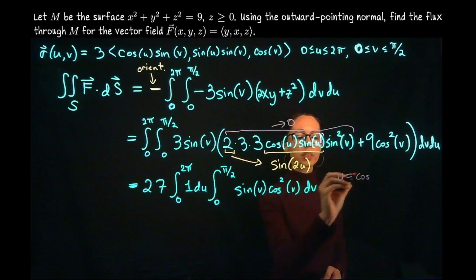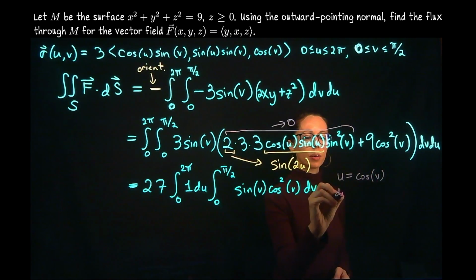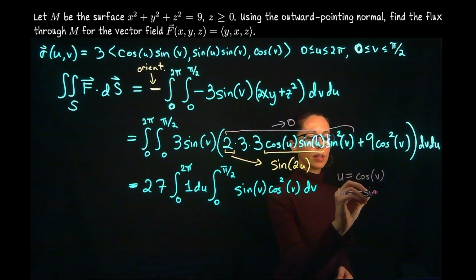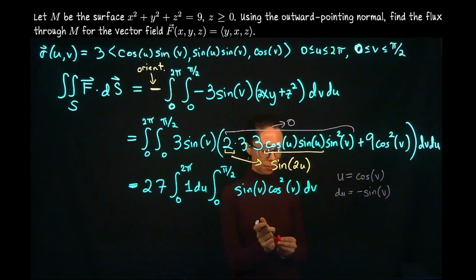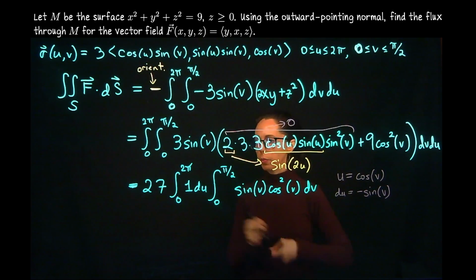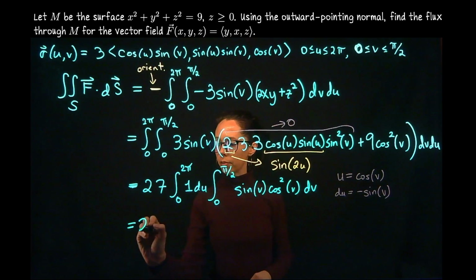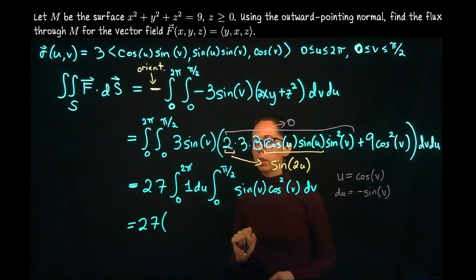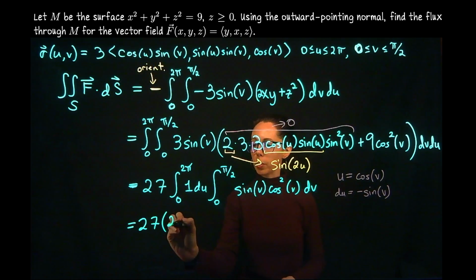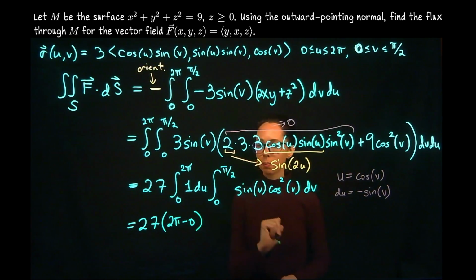Sorry, misspoke. u is going to be cosine of v. du is going to be negative sine of v, and we will also need to change our bounds. Okay, so what do we have so far? We have 27 out front. Integral from 0 to 2 pi of 1 is going to be top bound minus lower bound.